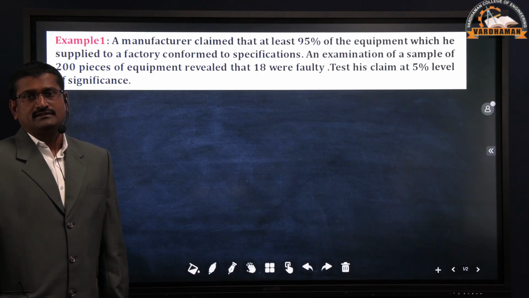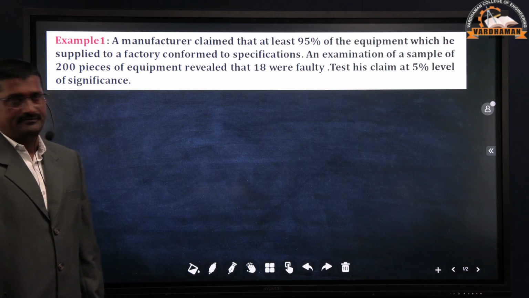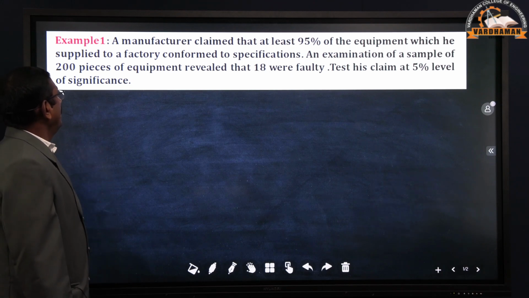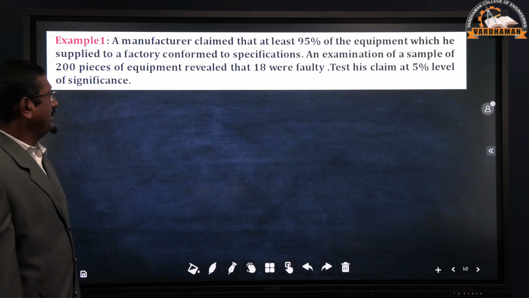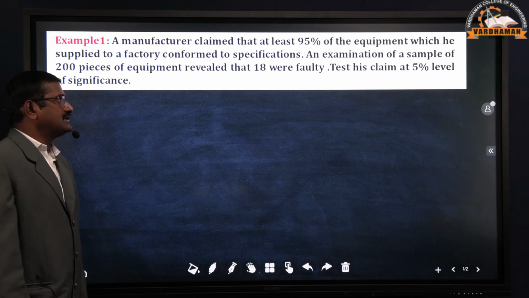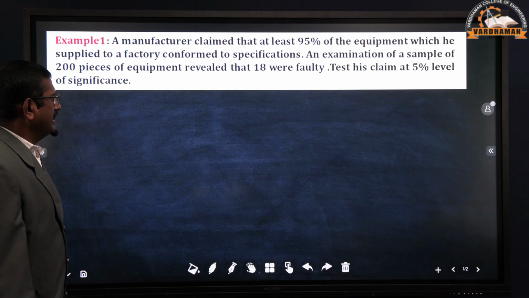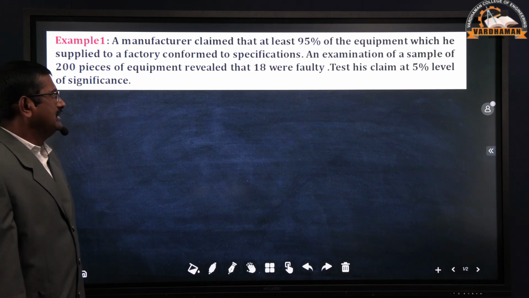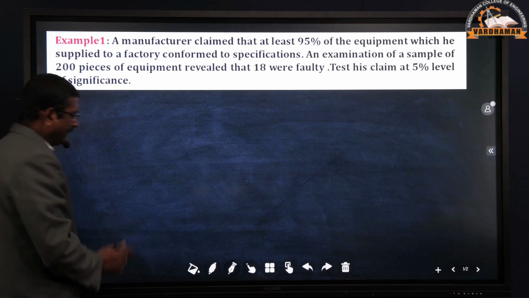Now we'll discuss an example based on Z test for single proportion. See this: a manufacturer claimed that at least 95% of the equipment which he supplied to a factory conformed to specifications. An examination of a sample of 200 pieces of equipment revealed that 18 were faulty. Test his claim at 5% level of significance.